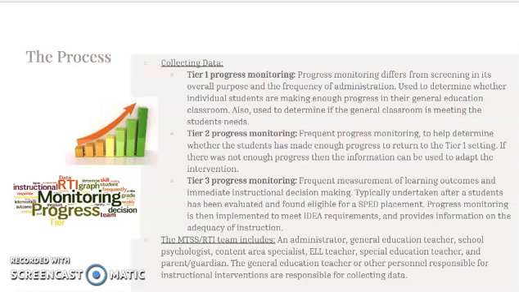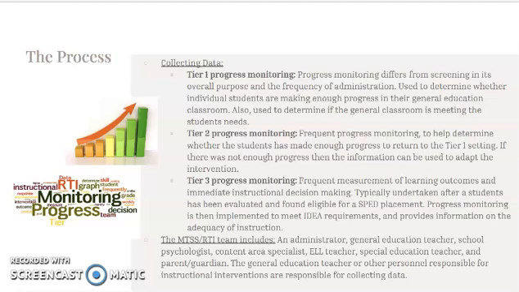And finally, Tier 3 progress monitoring is frequent measurement of learning outcomes and immediate instructional decision making, typically undertaken after a student has been evaluated and found eligible for a SPED placement. Progress monitoring is then implemented to meet IDEA requirements and provides information on the adequacy of instruction.